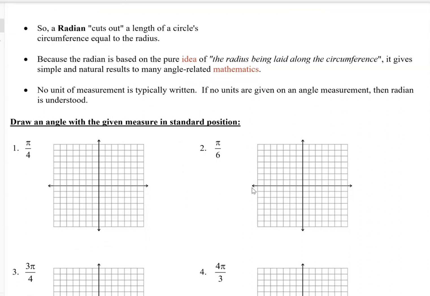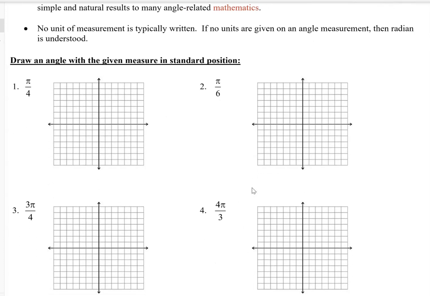Because a radian is based on the pure idea of the radius being laid along the circumference, it gives simple and natural results to many angle-related mathematics. So we do not actually state radians when we do this. If you think about it, we always write 360 degrees, we'll put the degree symbol there. But for radians, we just write the angle measurement.